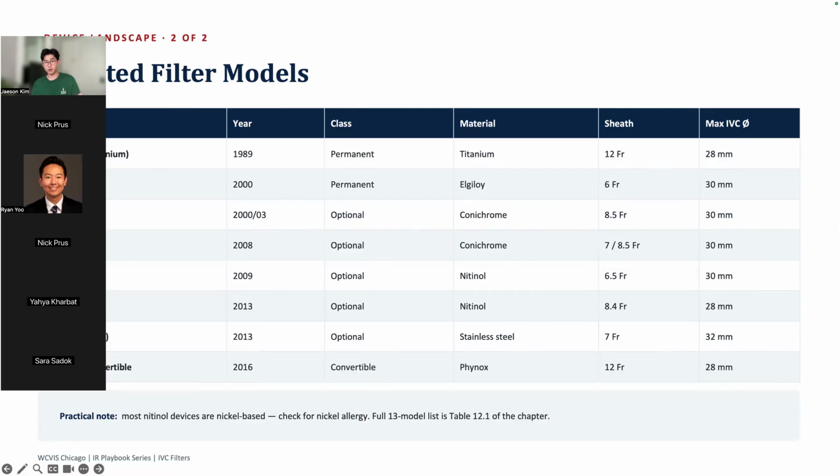The second point that I want to make is that a lot of these filters are made from a metal or an alloy that is made from nickel. So one simple thing you want to remember to ask the patient is if they have a nickel allergy before you place it. And the honest, practical takeaway is that when you're actually in a hospital, you'll really just use whatever filters the hospital stocks. So it's more important to know the device in front of you than to memorize this whole entire list.